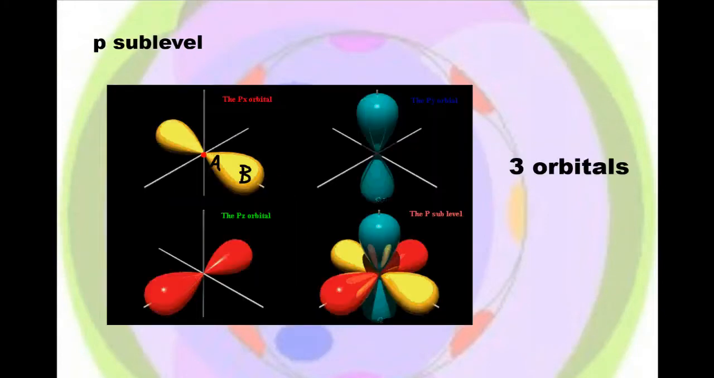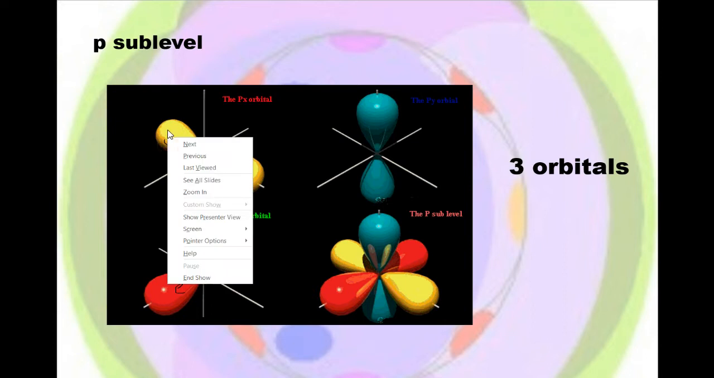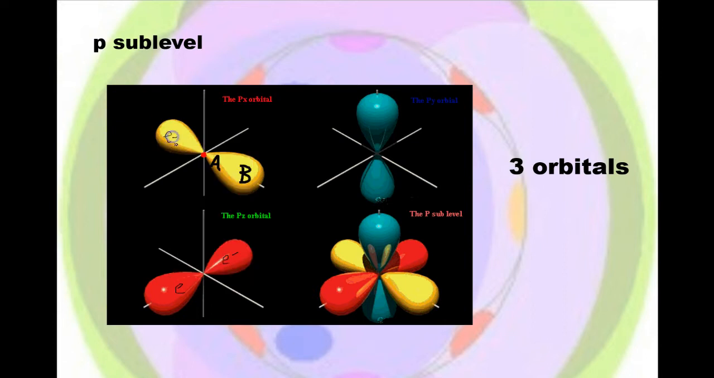And then we have our p sublevel. And in the p sublevel, we have 3 orbitals. And they go along the axis. So we have the p sub x, the p sub y, and then we have the p sub z. And again, in each one of these, you can have a maximum of 2 electrons. So we can have 2 electrons in this orbital. We can have 2 electrons in this orbital. And we can have 2 electrons in this orbital.